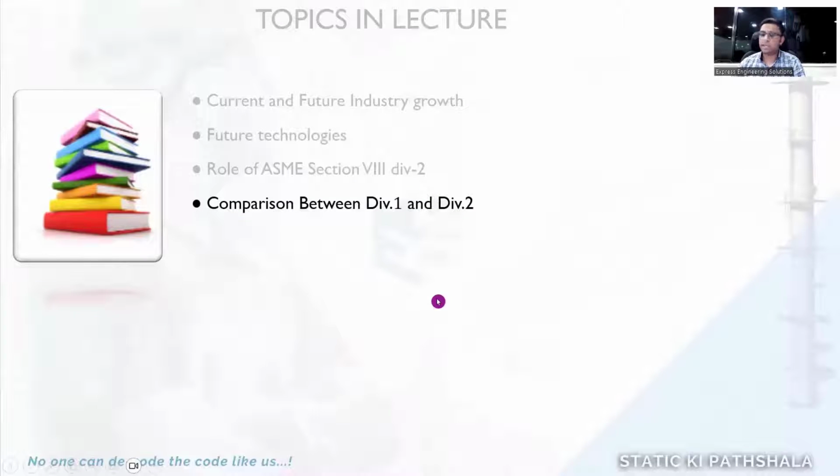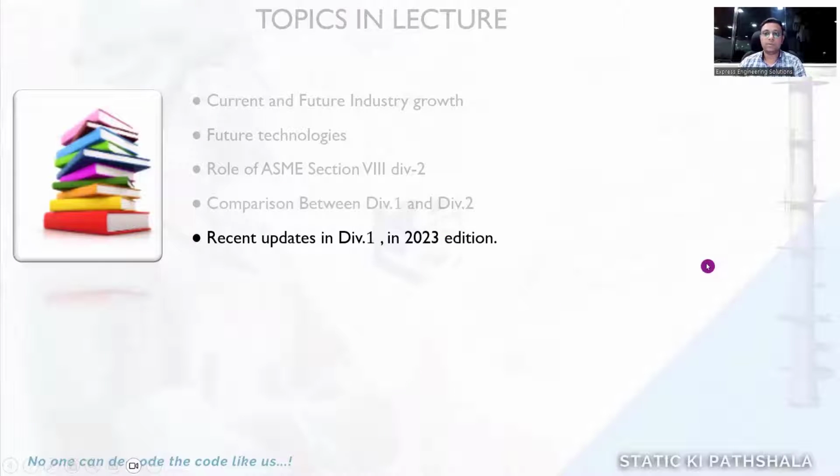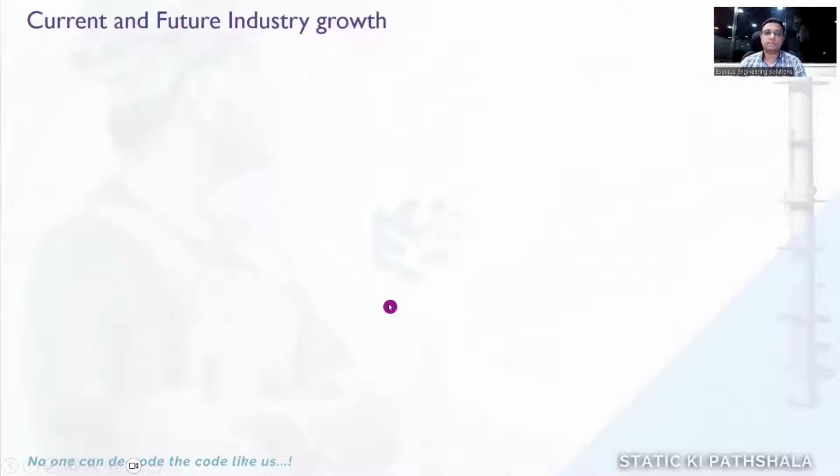Then we are going to see a comparison between ASME Section 8 Division 1 and Division 2, how they are primarily separated. What are the advantages of Division 2? Some of these you have already written in the chat window, right? Then the recent updates in Division 1 in the 2023 edition: are there any inclinations or indications about Division 2? So we are going to see.